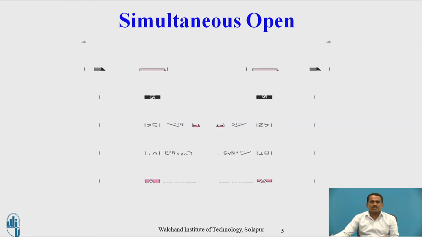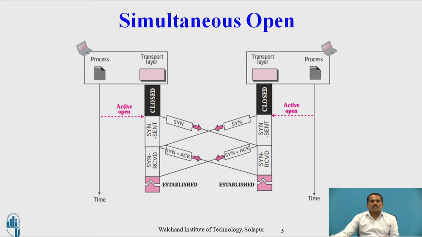Now let us see the diagram. This is a block diagram of simultaneous open. Here it contains 2 parts. The first one is the process at the transport layer of the client side, and the other is the transport layer at the server side. The client and server want to communicate with each other, and we see how they send and receive data with the help of the diagram.